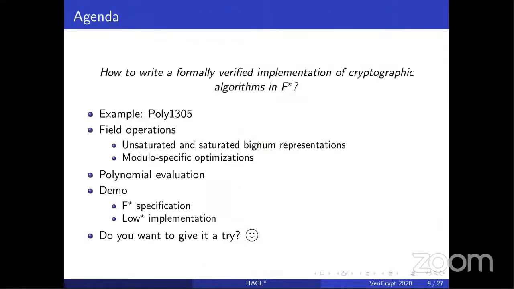Let us take a deep look at how to actually write a formally verified implementation of crypto algorithms in F-star. It seems that Poly1305 is a good candidate for our example, since it contains field operations, where we need to discuss how to represent large integers. Also, it contains polynomial evaluation, where we need to prove that some invariant holds for the loop. And in the end, we will do a quick tour of how it looks in F-star. And at the end, if you want to try it out, you will get an exercise. As you probably noticed, there are materials checked in to the repository, so you can already open them and follow the talk.